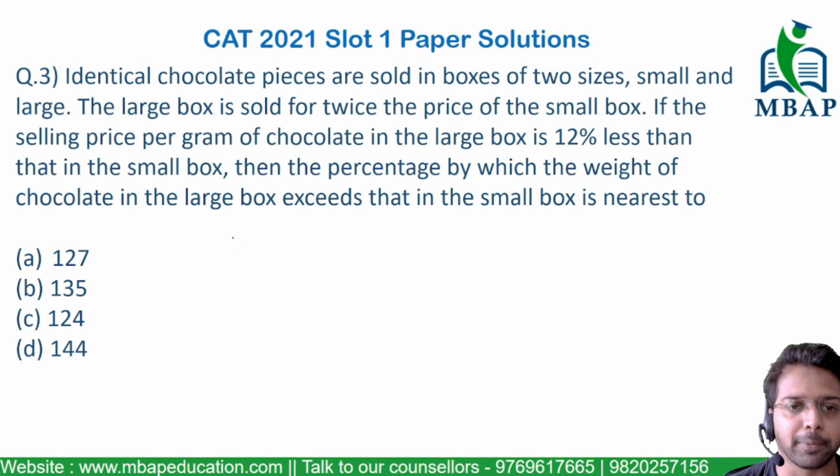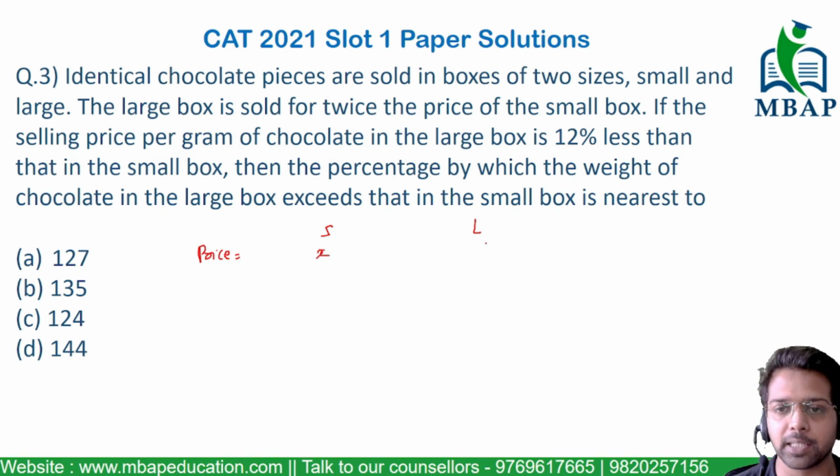So let's see the parameters they have given you. There are two different boxes, one small and one large. On one side they are discussing the price. If I assume the price of the smaller to be x, certainly the large box will be 2x. Now what we have to find out is the difference in the weight of these boxes.